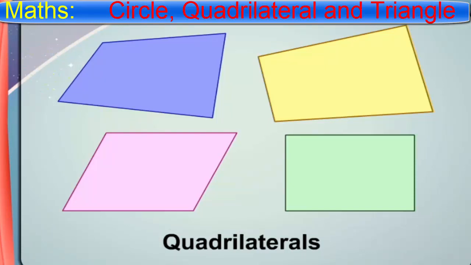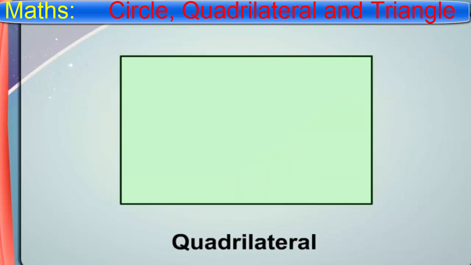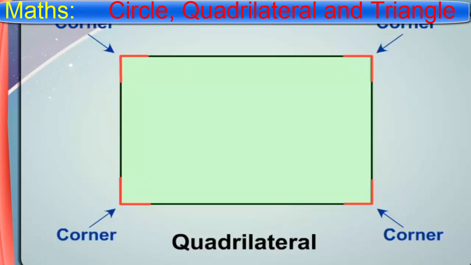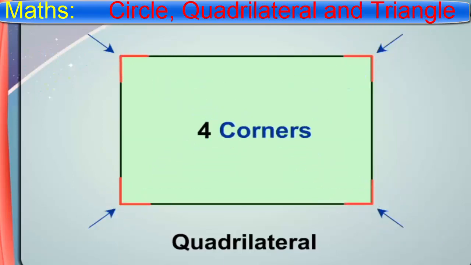Students, now look at the quadrilateral carefully. Here, this shape is known as a corner. This is also a corner. This is also a corner. And this is also a corner too. Yes, all these are corners. So, how many corners do we have here? 1, 2, 3, 4. There are 4 corners. Yes, the quadrilateral has 4 corners.